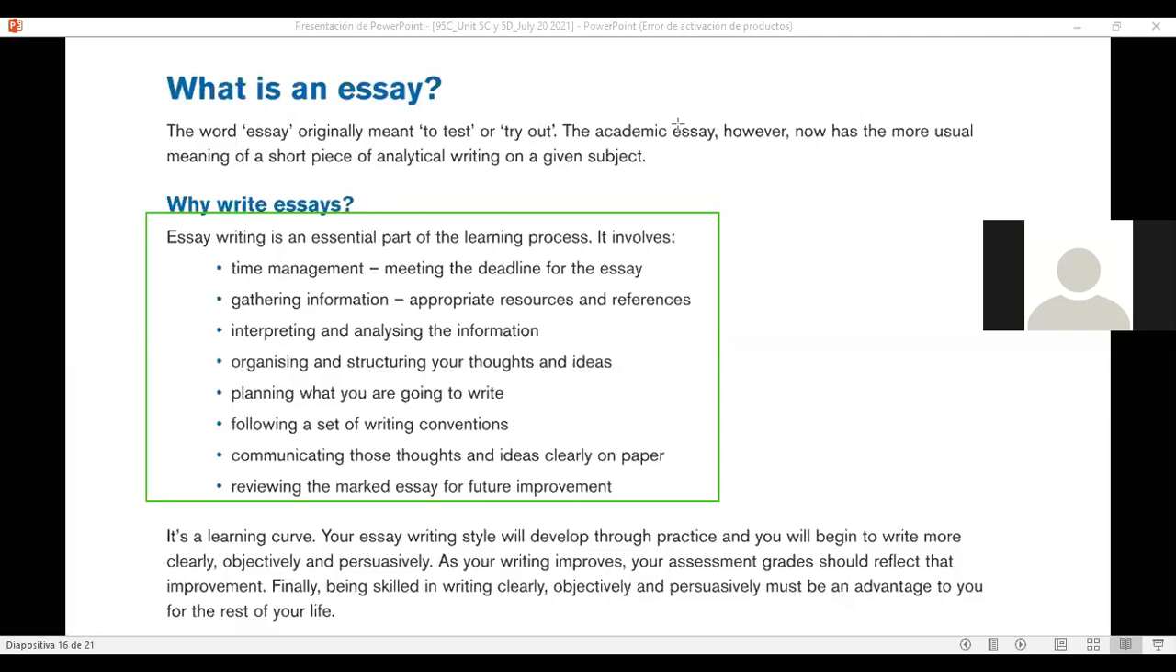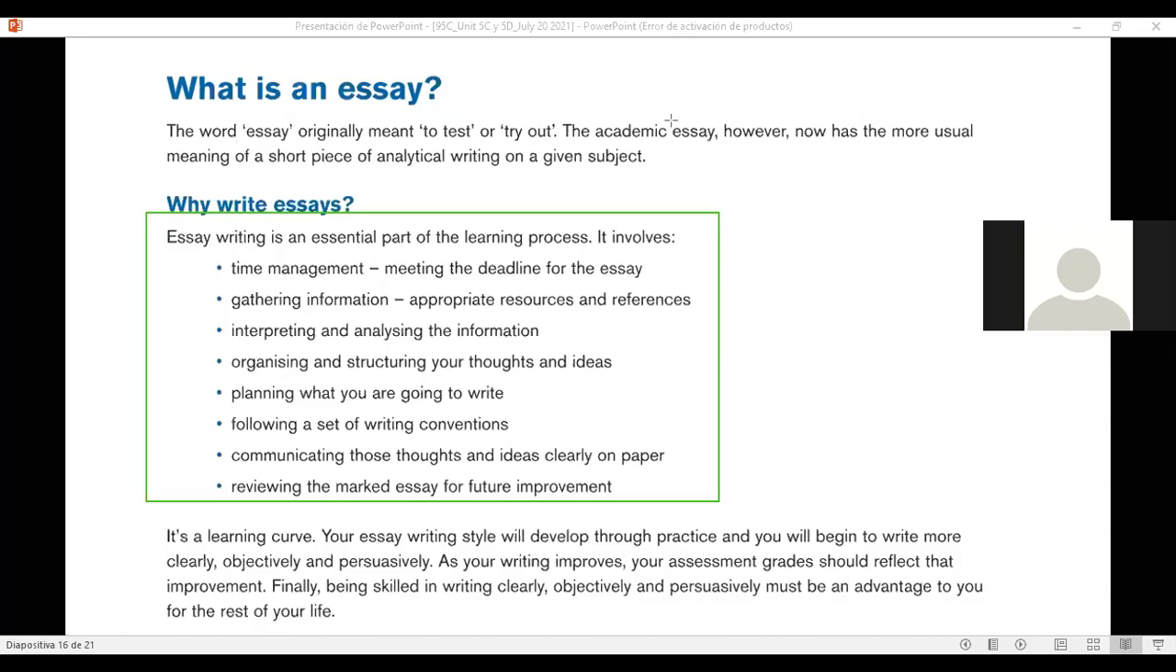And we also need to communicate the thoughts and ideas very clearly on the paper. Es decir, que nosotros podemos tal vez conocer el tema, pero no somos tan capaces de comunicarlo de forma efectiva, de forma escrita, ¿no? In an essay. So that's why you need to communicate your thoughts and ideas clearly when you're writing on the paper. And we need to review the marked essay for future improvement. Sí, en algunos casos hay gente que mejora sus ensayos con el tiempo.